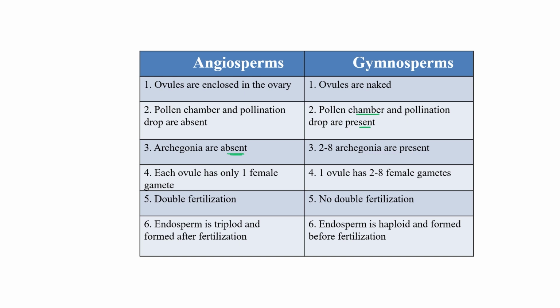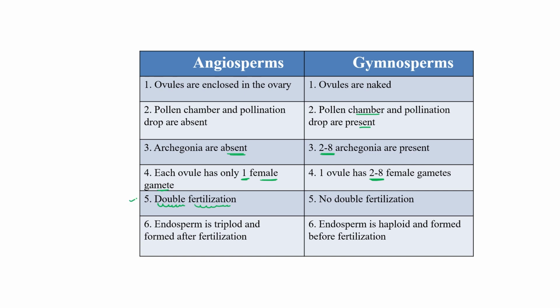Archegonia are absent in angiosperm, while in gymnosperm 2 to 8 archegonia are present. Each ovule has only one female gamete here. Here one ovule has 2 to 8 female gametes. This is another major difference. In angiosperm double fertilization occurs, while there is no concept of double fertilization in gymnosperm.